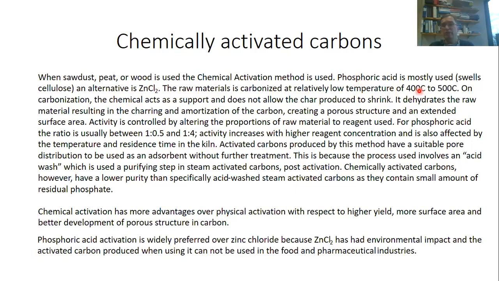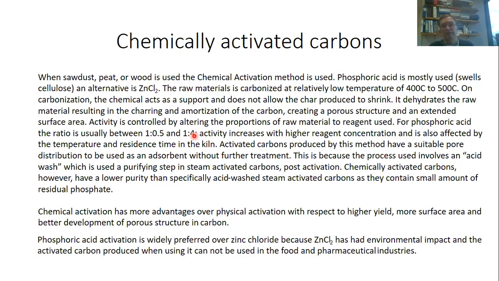And when you heat it to 400 to 500 degrees Celsius, then in the presence of phosphoric acid, your material also carbonizes. And you can tune the actual porosity in your carbon material by adjusting the temperature, but also by adjusting the ratio between your organic material and your phosphoric acid, which you can typically vary between 1 to 0.5 and 1 to 4. For instance, 1 gram of organic material to 4 grams of phosphoric acid. So after that, you basically only need to wash away your phosphoric acid, and you have produced your activated carbon material.